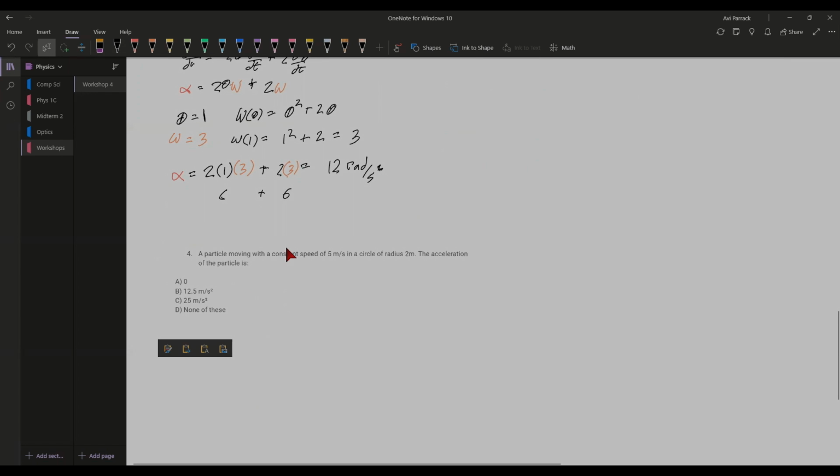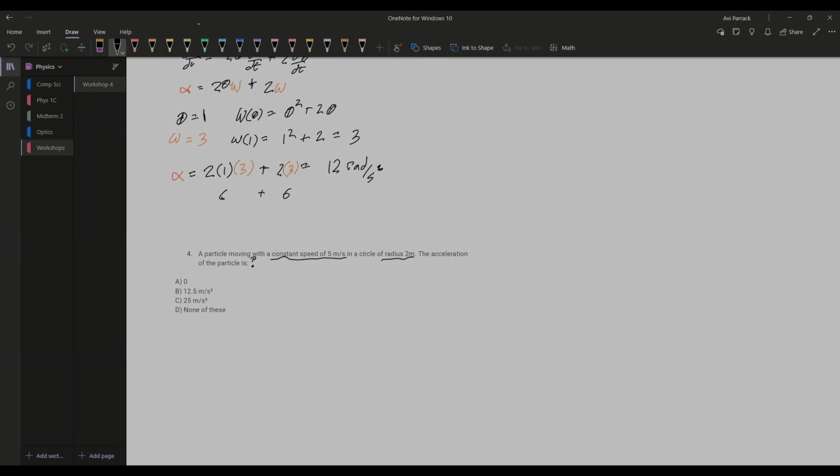A particle is moving with a constant speed. Okay, constant speed. So we have to be very careful, all this text is a clue for us. Constant speed of 5 meters per second in a circle of radius 2 meters, r is equal to 2 meters. The acceleration of the particle is, question, what is the acceleration? Okay, so they didn't give us a lot of information. Let's see what we can do with this.